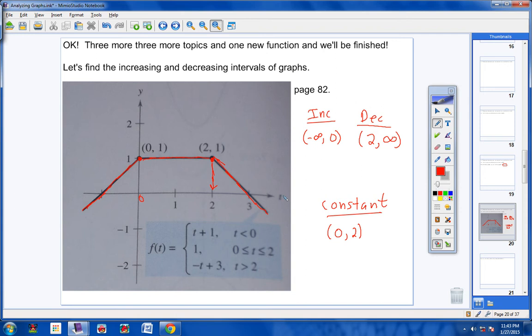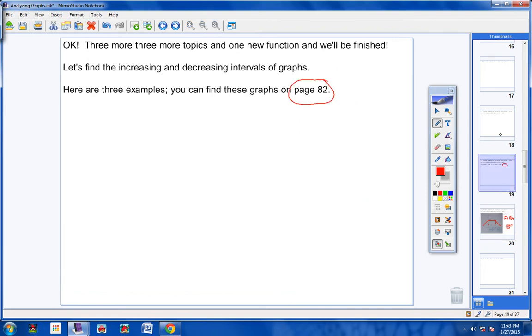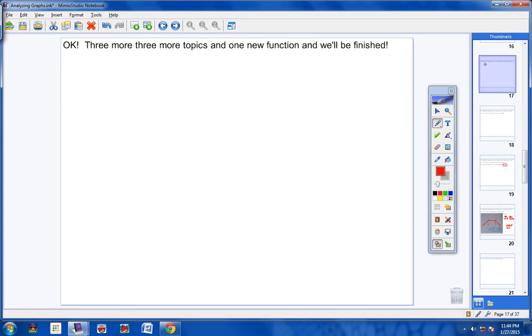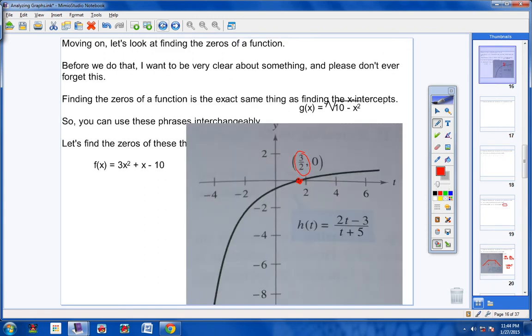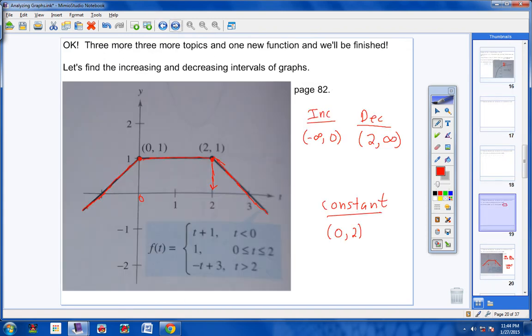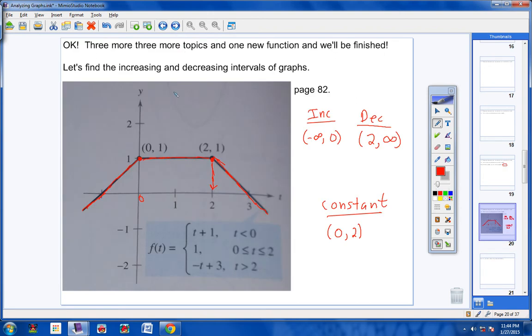I'm going from my memory. So far we have found the domain and range of graphs. Then we used the vertical line test to prove whether graphs are functions. Then, I'm going to have to cheat a little bit. I forget what it was. We found increasing. No, let's see, what else did we do, guys? We found the zeros of functions. And now we just learned how to find increasing and decreasing intervals of graphs, okay?